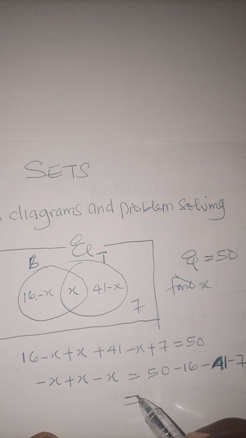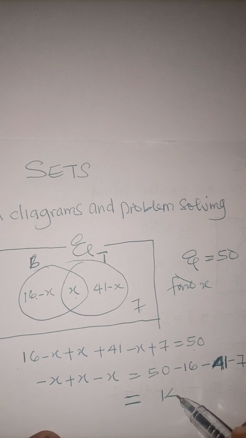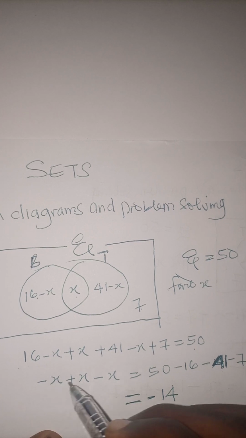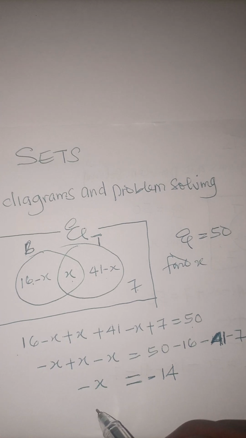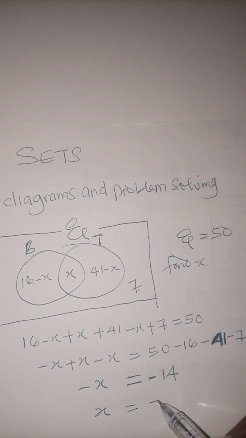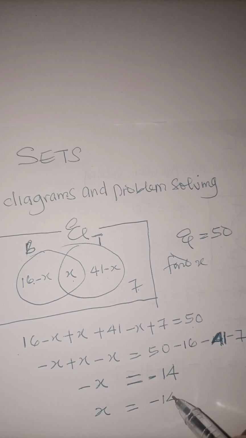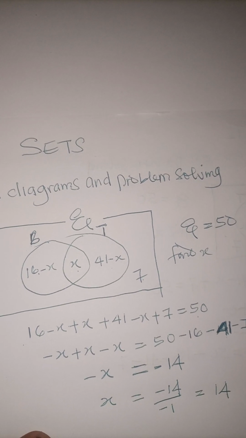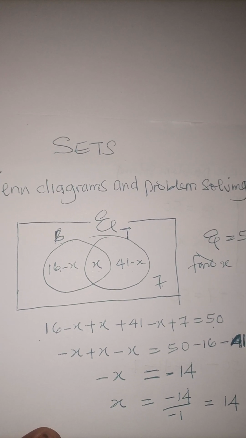When you subtract this, you arrive at minus 14. Minus X plus X is 0, and we'll have minus X equal to minus 14. What we are interested in is X and not minus X. So minus X is equal to minus 14. We multiply both sides by minus 1, or divide both sides by minus 1, and that gives us 14. So the value of X is equal to 14.